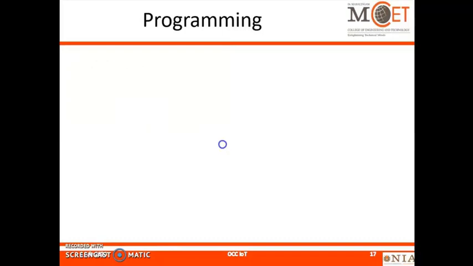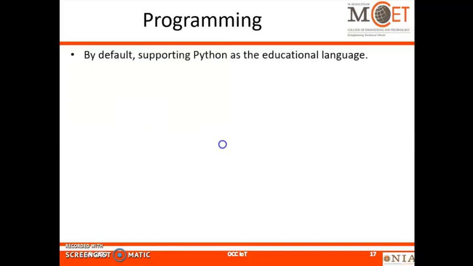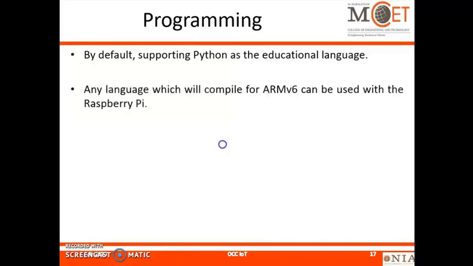So now coming to the programming part. Normally Python language is used for programming the Raspberry Pi. It is used for educational purposes, and apart from Python, any programming language which will compile for ARMv6 can be used with the Raspberry Pi. So you should be clear on these two. Python is normally used for Raspberry Pi programming, and other languages which compile for ARM can also be used for Raspberry Pi.